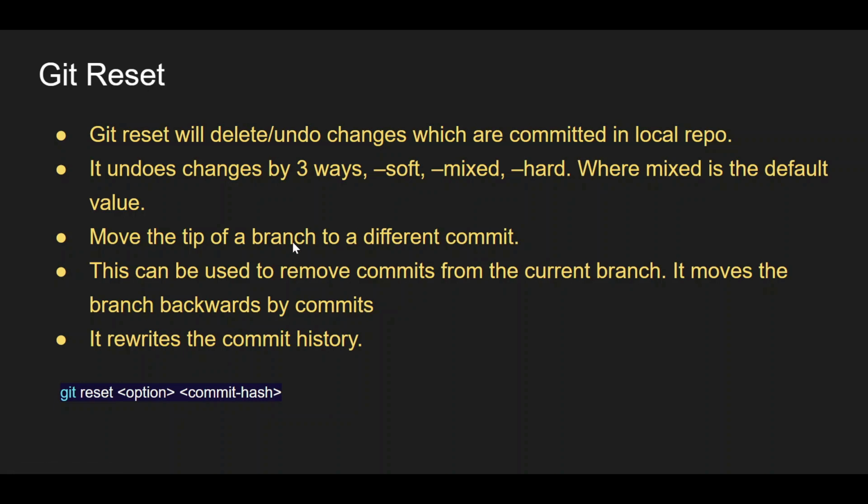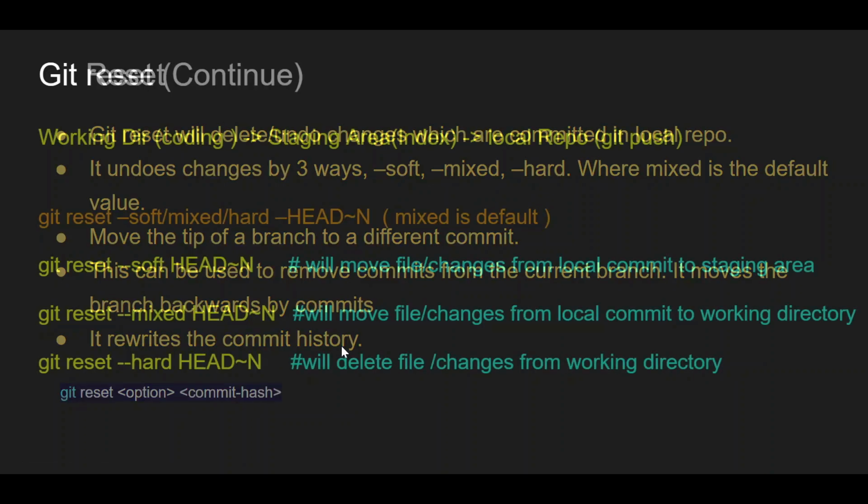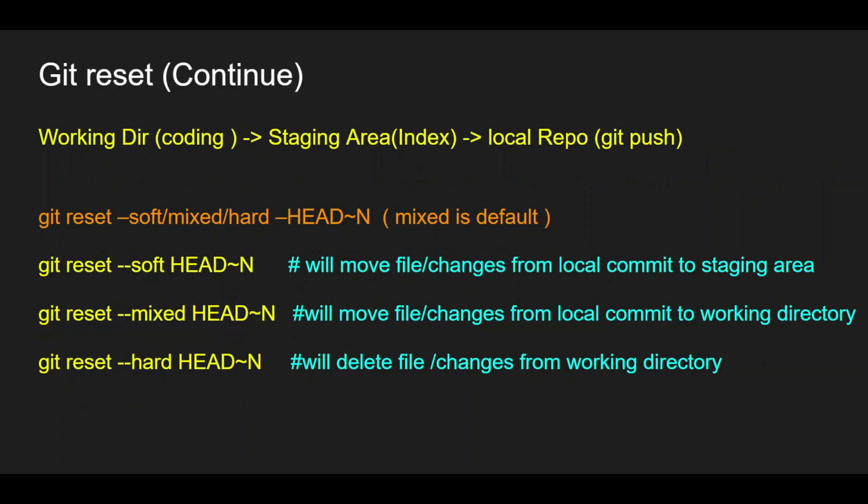As I mentioned, when we run git reset, it removes the commit and rewrites the git history also. And yes, it moves backward to a particular commit. It rewrites the commit history. This is a very important point. We will see all these things in the upcoming demo after this introduction. So these are the commands.